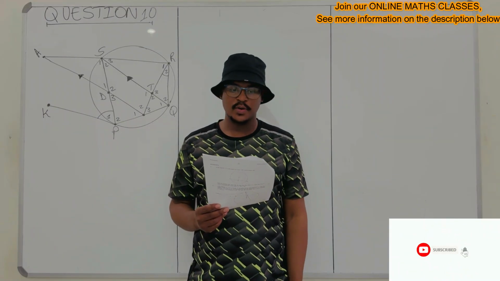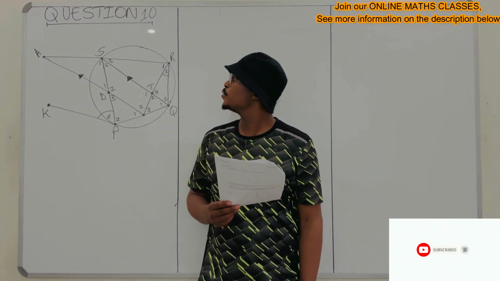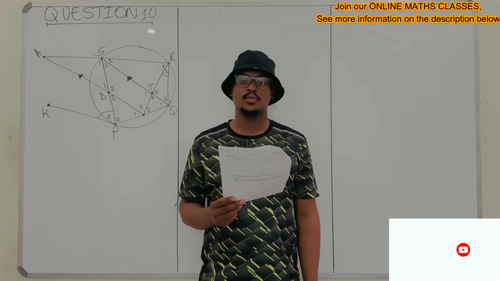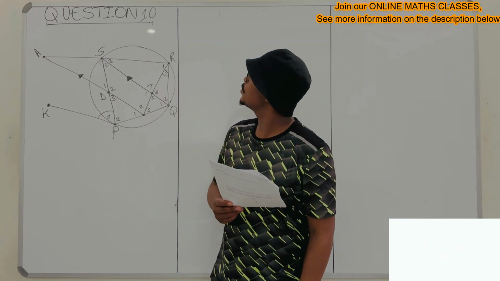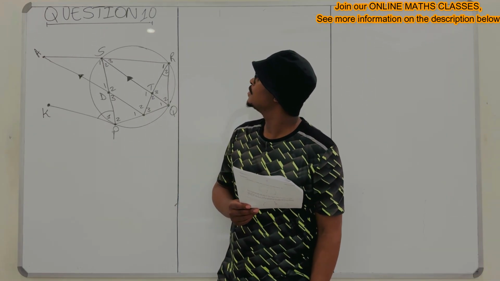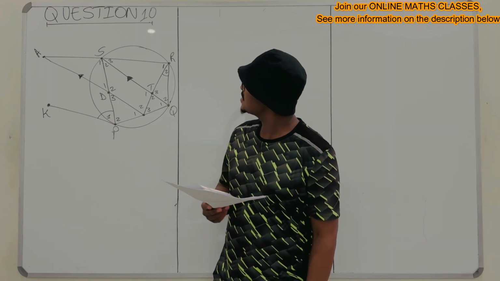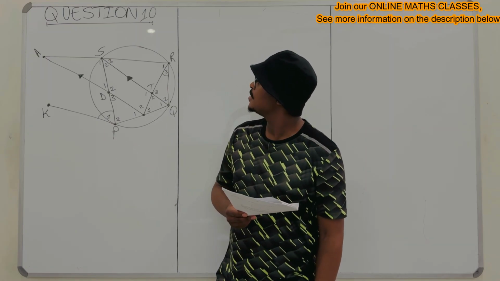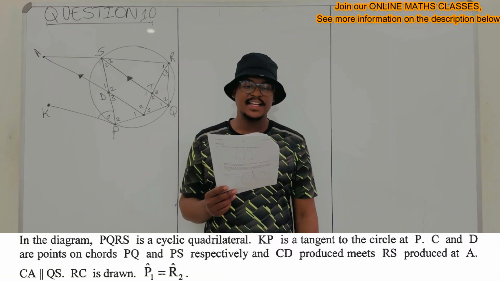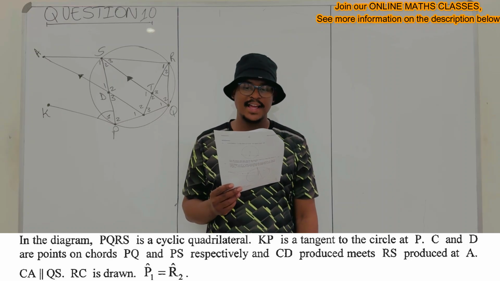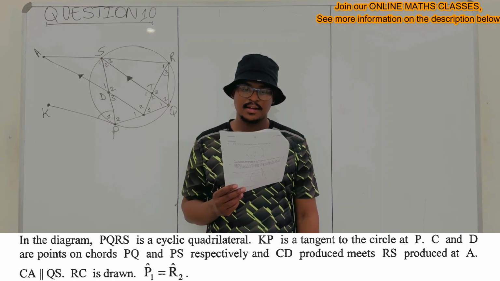So in this video we're doing question 10 of the November 2022 question paper, Mathematics Paper 2. And the topic is still Euclidean geometry. We might have proportionality and similarity included in this. So let's go. They are saying in the diagram, PQRS is a cyclic quadrilateral.